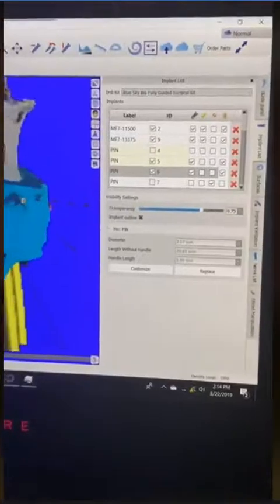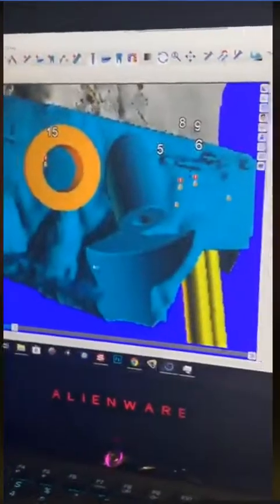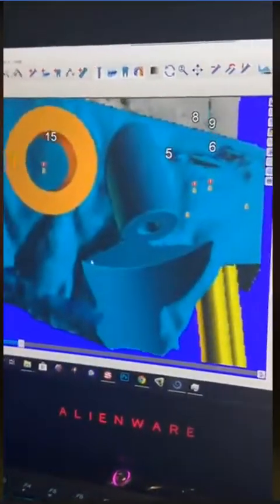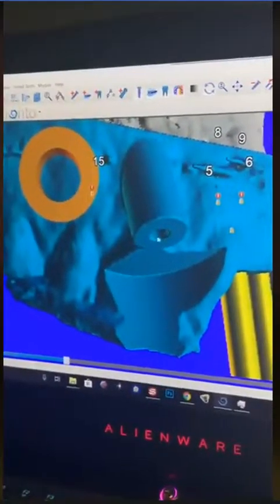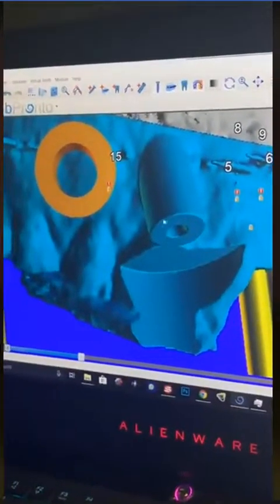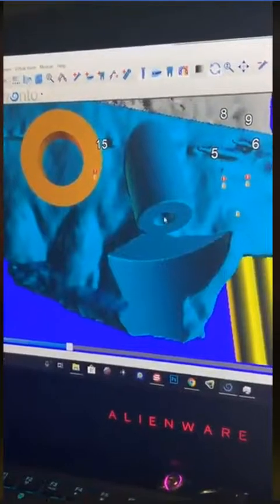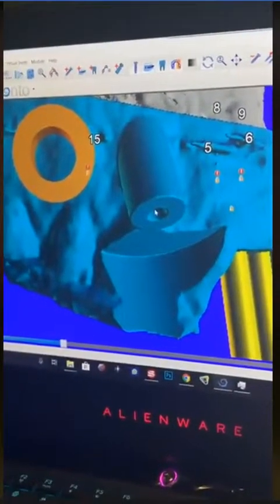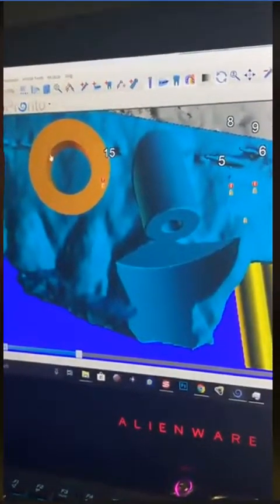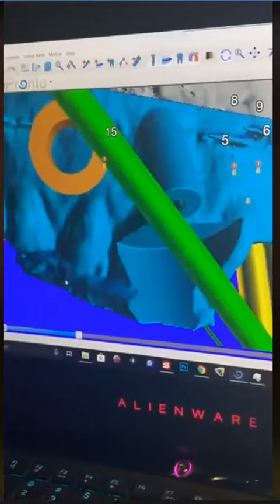Okay, so here it is. Now take a look at the difference between the two guide tubes. Look at my guide tubes and the diameter of the guide tubes. This is 2.2. This is 3.5 or something like that.